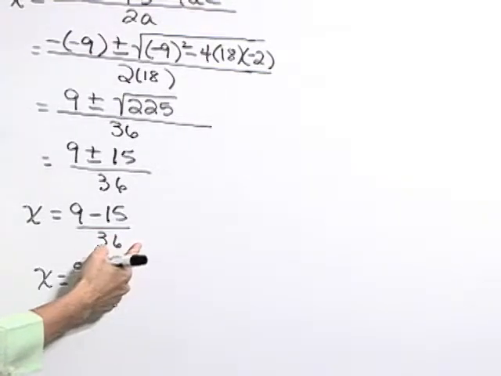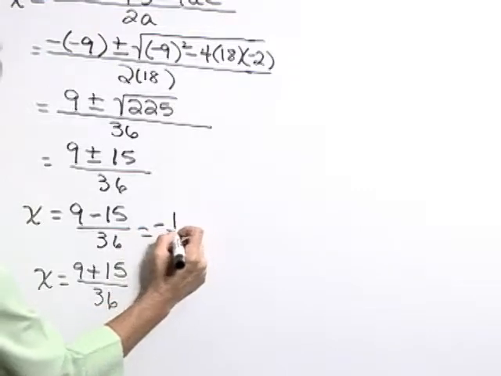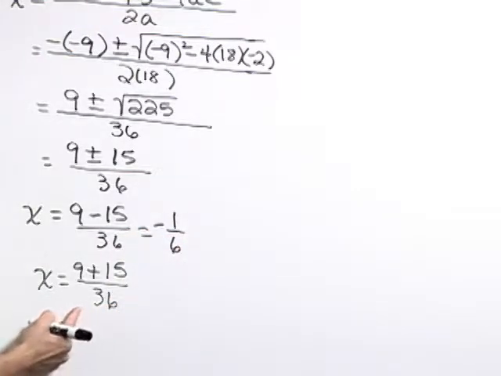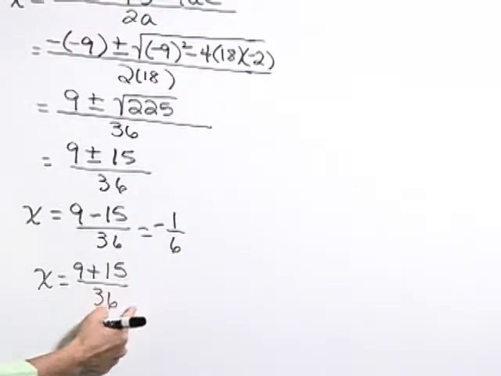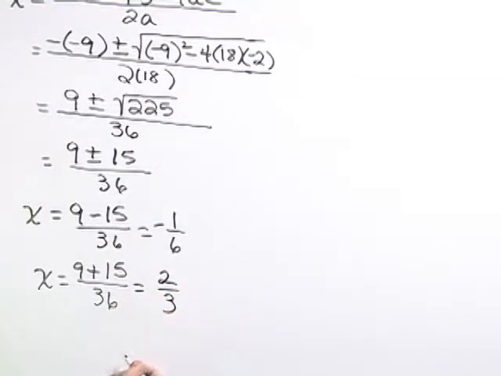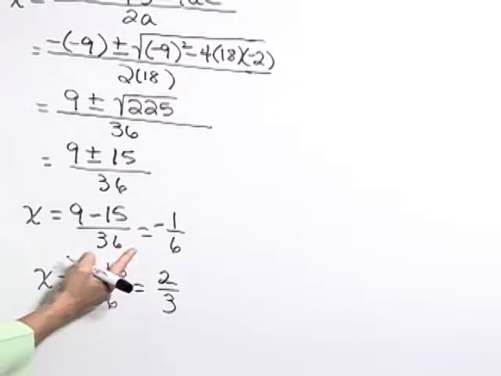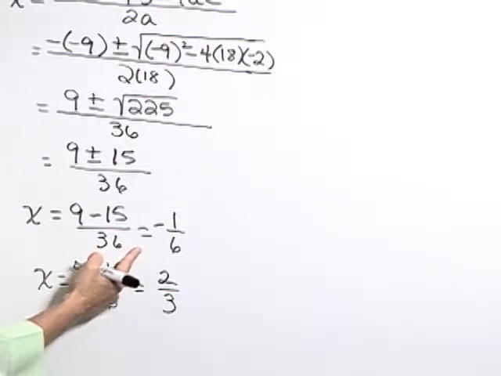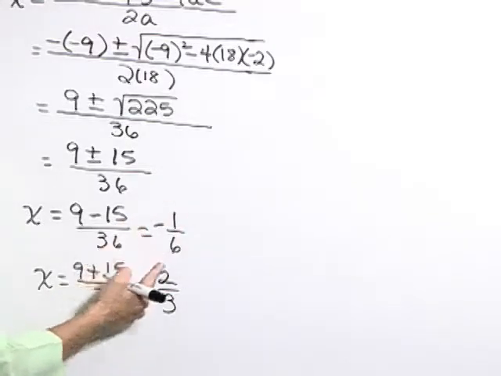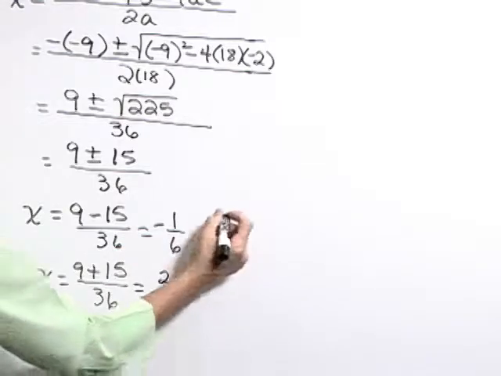With our first option, that's a negative 6 over 36, which reduces to a negative 1/6. Or x is equal to 24 over 36, and that reduces to 2/3. Now it's wise to check these solutions, as we did have to use our power rule and square both sides of our equation above. I'm going to check x equals negative 1/6 in our original equation.